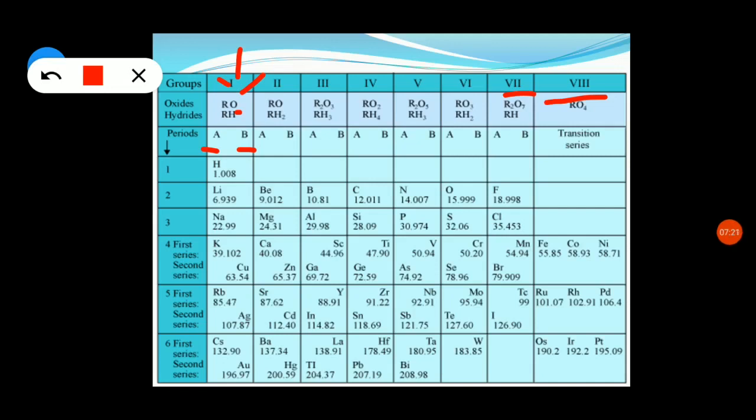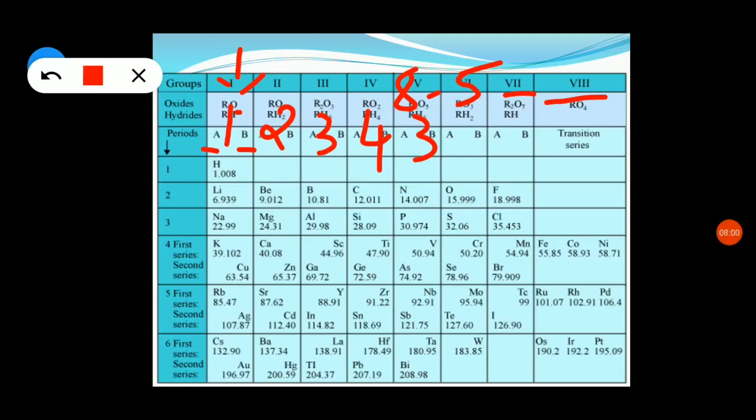For example, the valency. The valency is similar. The group 1 valency is 1 and the group 2 valency is 2. Group 3 valency is 3. Group 4 valency is 4. But group 5 valency is 3. Why? Because it should be 8 minus 5. Hence group 5 valency is 3.